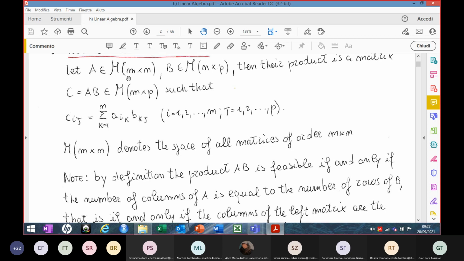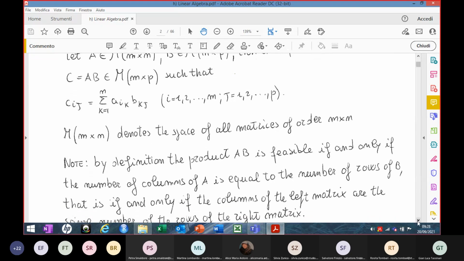And why? Because you have to think of the definition of the product I told you. A times B is feasible if and only if this number is equal to this one. So if you do, for example, B times A, your first matrix is B, your second matrix is A. The product B times A is feasible if and only if p is equal to m. Suppose that p is equal to m. If p is equal to m, the product is feasible. But the result is a matrix of dimension n times n.